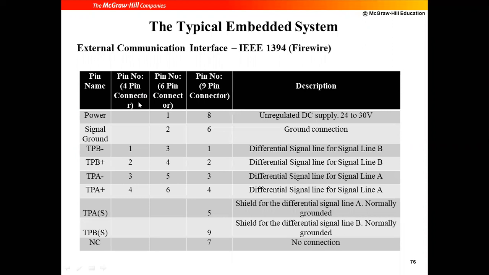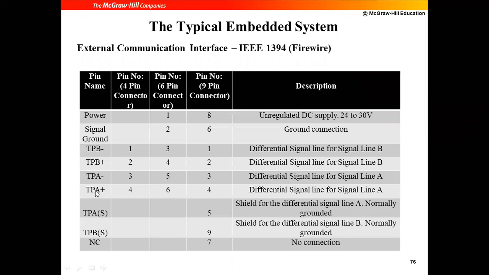In the 4-pin connector, you can observe pin number 1, pin number 2, pin number 3. The pins are named TPB minus, TPB plus, TPA minus, and TPA plus. These are nothing but differential signal lines for signal line B and signal line A. The first two are for signal line B, and the second two are for signal line A. These are the differential signals being transmitted. You can consider them as a receive pin and a transmit pin.